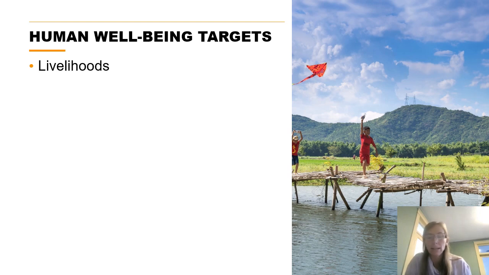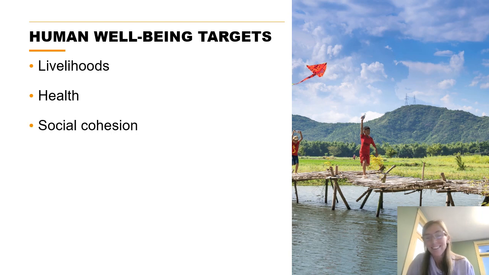Human well-being targets can include things like livelihoods, being able to earn an income from fishing or timber, access to agricultural lands, health related to water quality, access and recreation, social cohesion, security from drought, disasters, and governance.